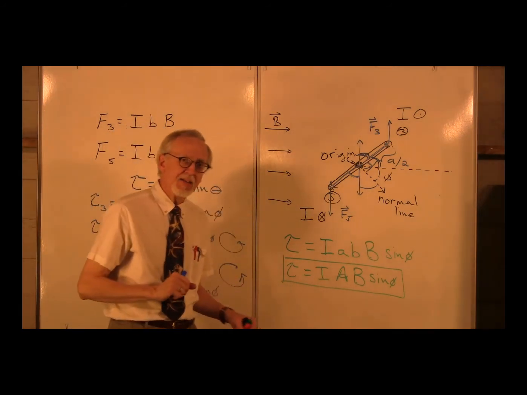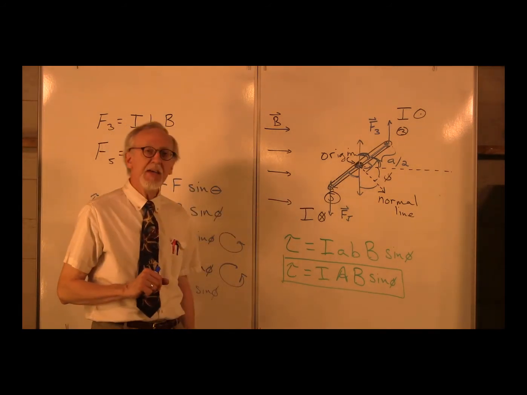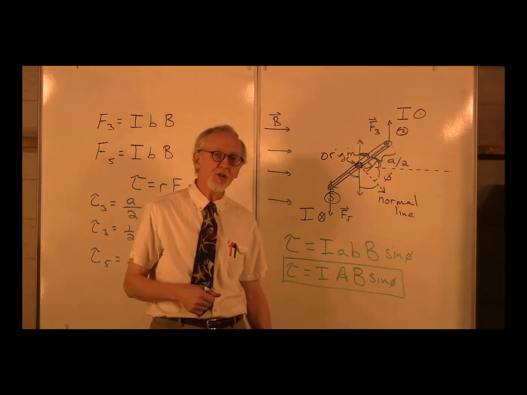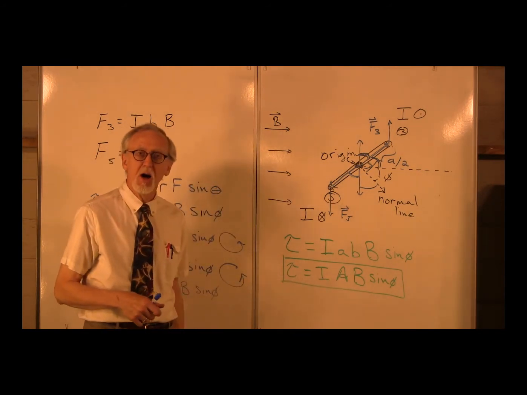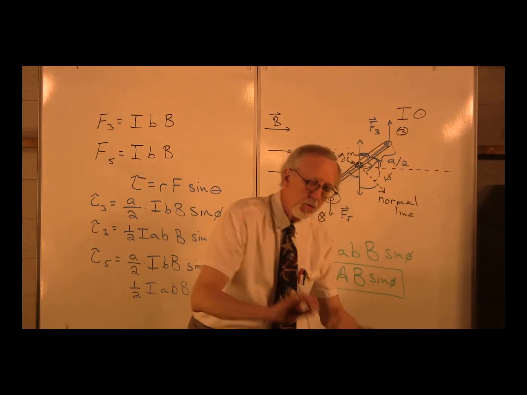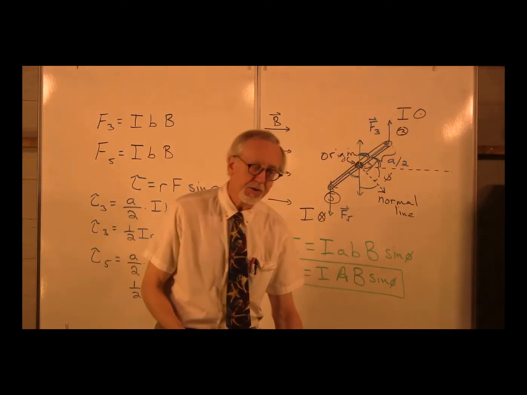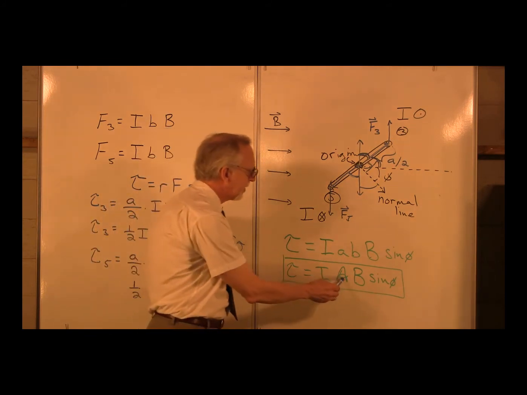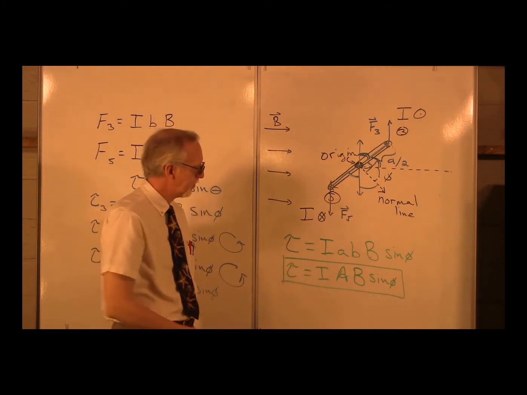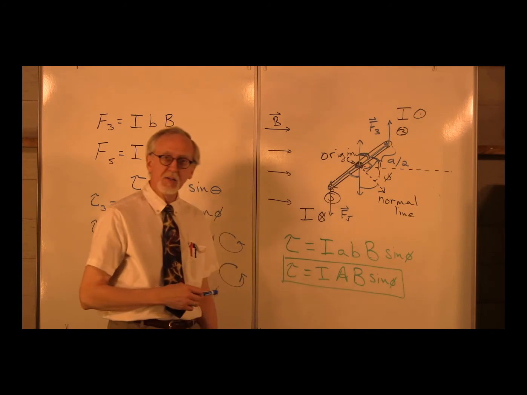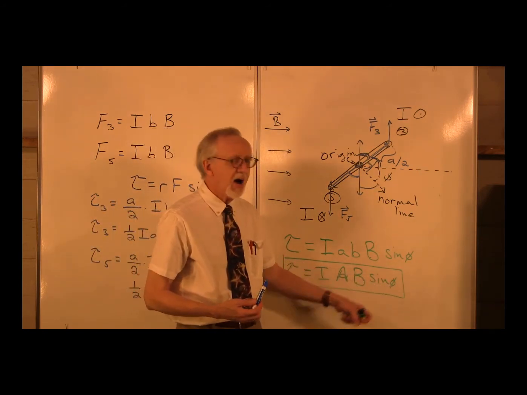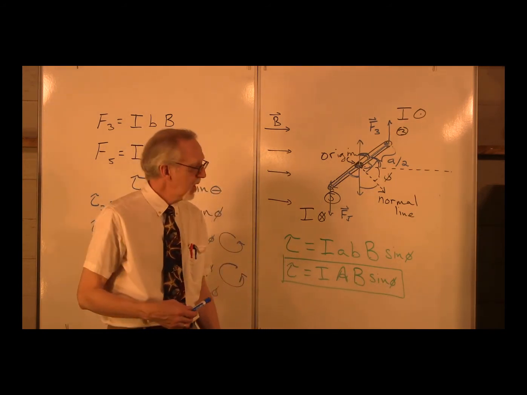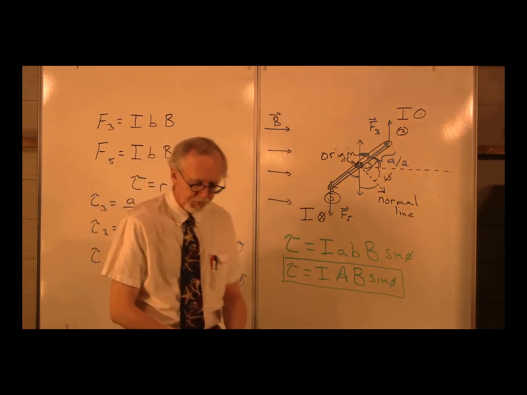This equation can actually be divided into a couple of parts. Let me make one addition here. In order to increase the torque, what might we do to increase the torque on our loop? So imagine we have a loop. What could we do to increase the torque? We could increase the current, increase the area of the loop, increase the magnetic field, changing phi, that changes the torque, but there's something else we could do.